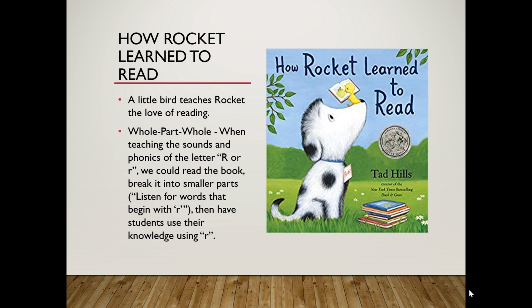So for whole part instruction, I would read the book. We would talk about, what is the letter R? Rocket's name begins with what? Letter R. What does that sound like? We work on the letter R, read the book, and then break it down into its smaller parts. In that smaller parts piece, I would have you, the students, listen for words that begin with the letter R. And on a piece of paper, you would write that down.